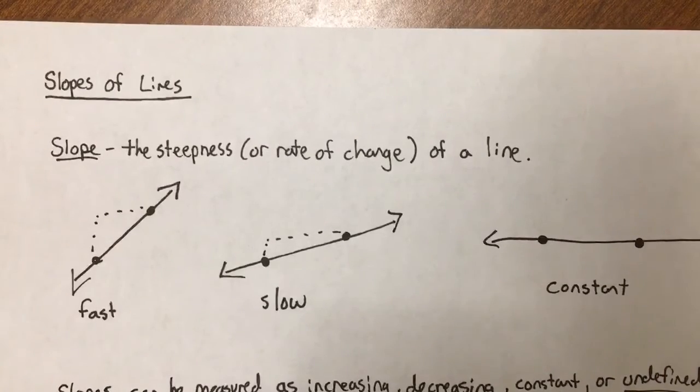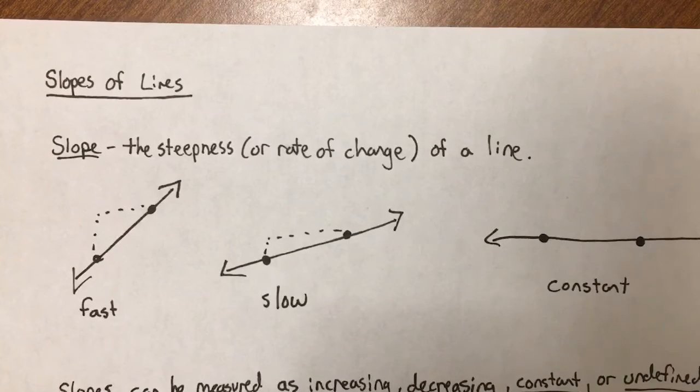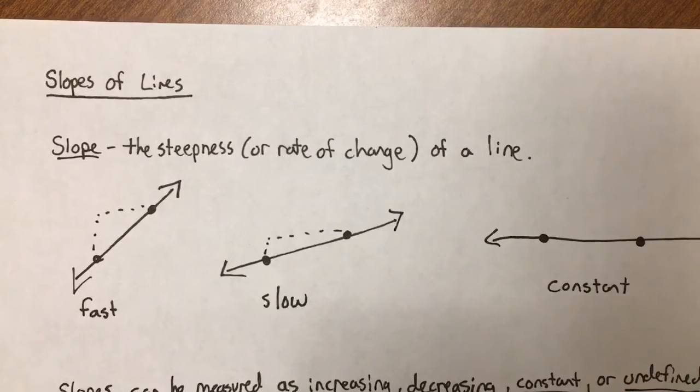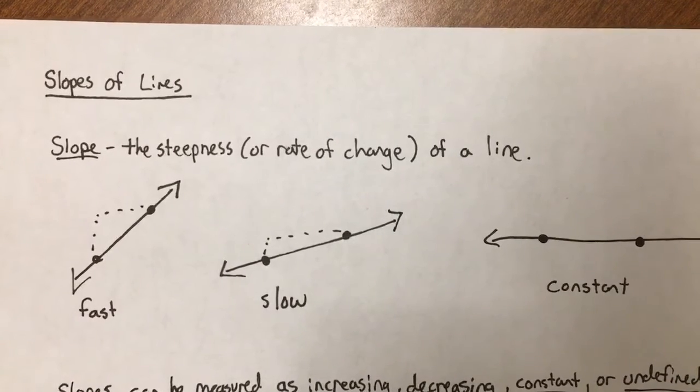Hi class, in today's lesson we are going to be looking at the topic of slopes. In the last lesson we have been looking at linear functions. And if you recall, a linear function is just a function that represents a line. So we're going to be looking at one of the characteristics of a line today. And like I said, we're going to be looking at the definition of the term slope. So a slope is just referring to the steepness or the rate of change of a line.